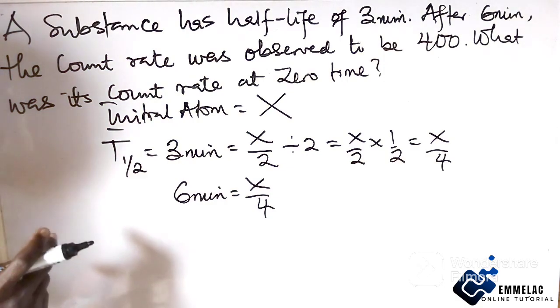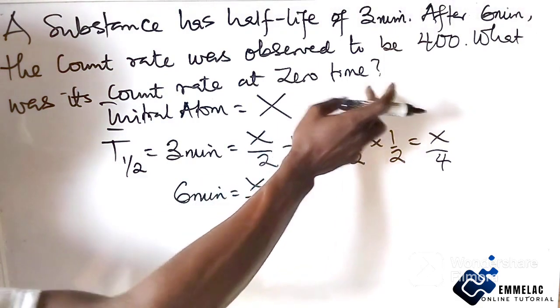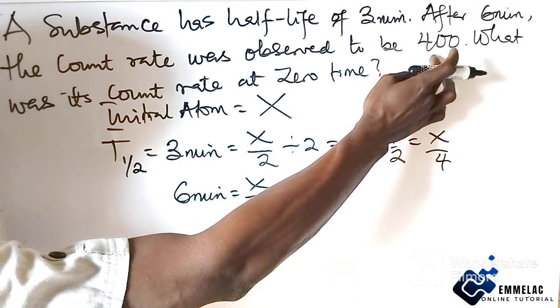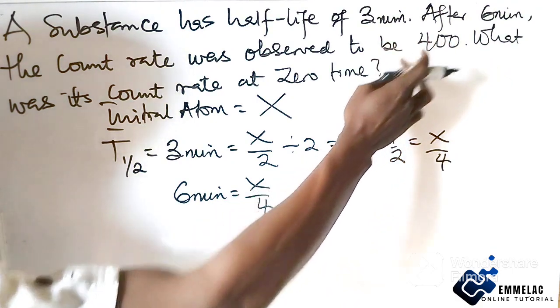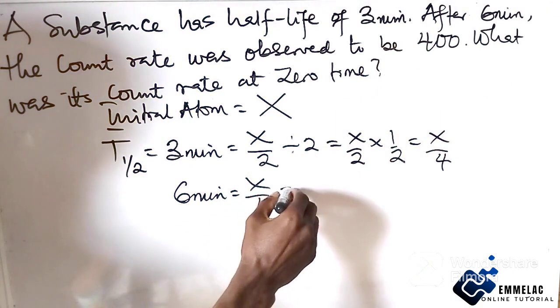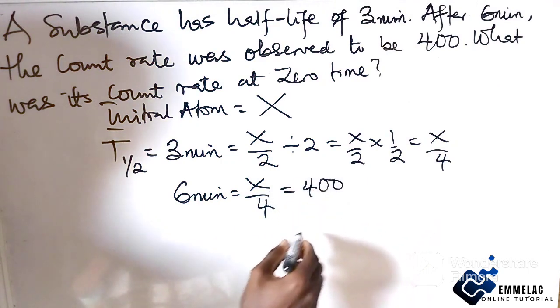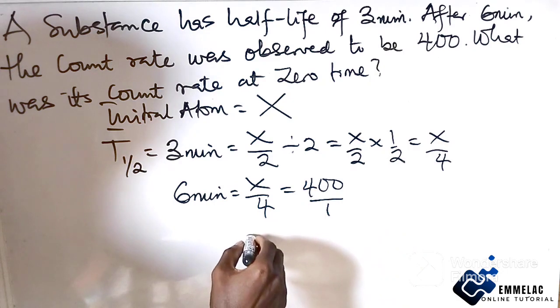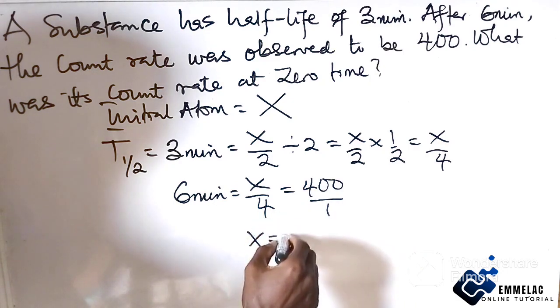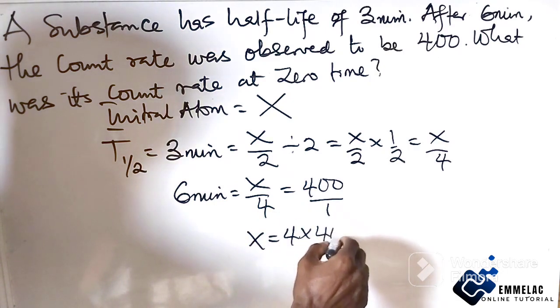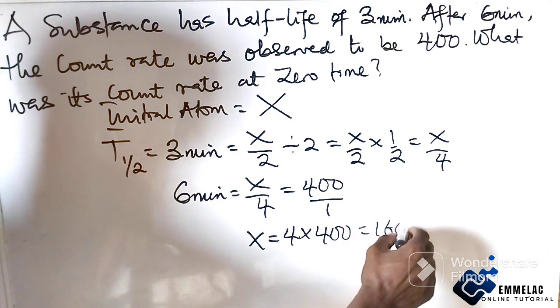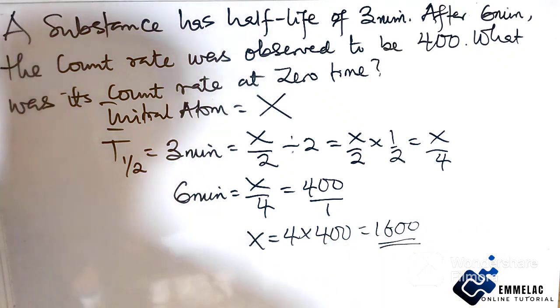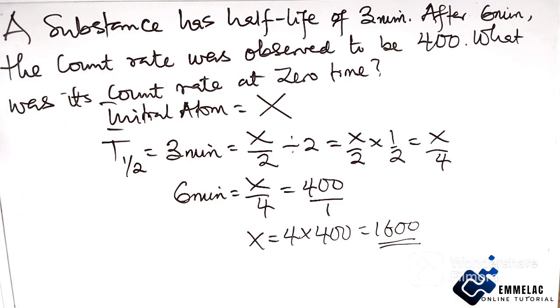Now let us recall from the question that after 6 minutes its count rate is what? 400, which means this equals 400. As such, cross multiply, so we have x will now be 4 times what? 400, which is what? 1600. That's the final answer.